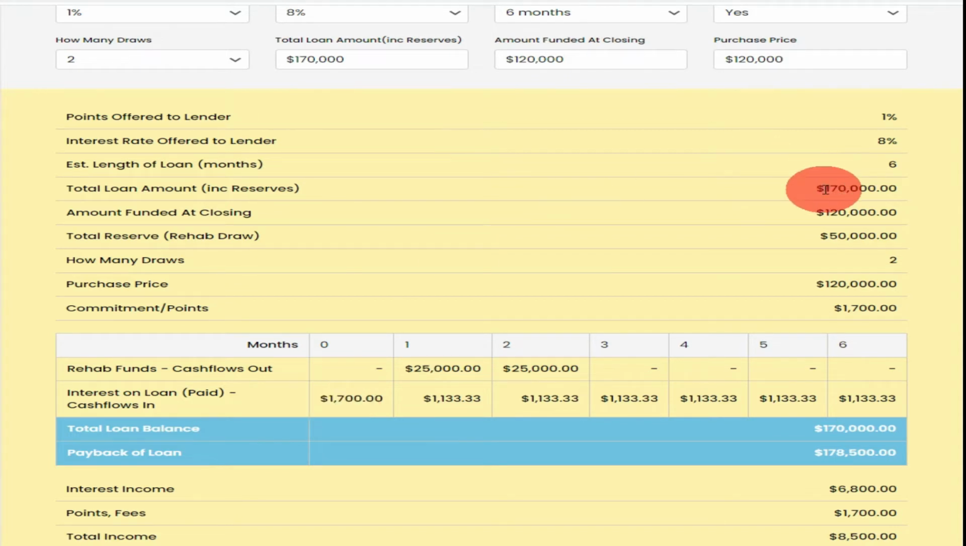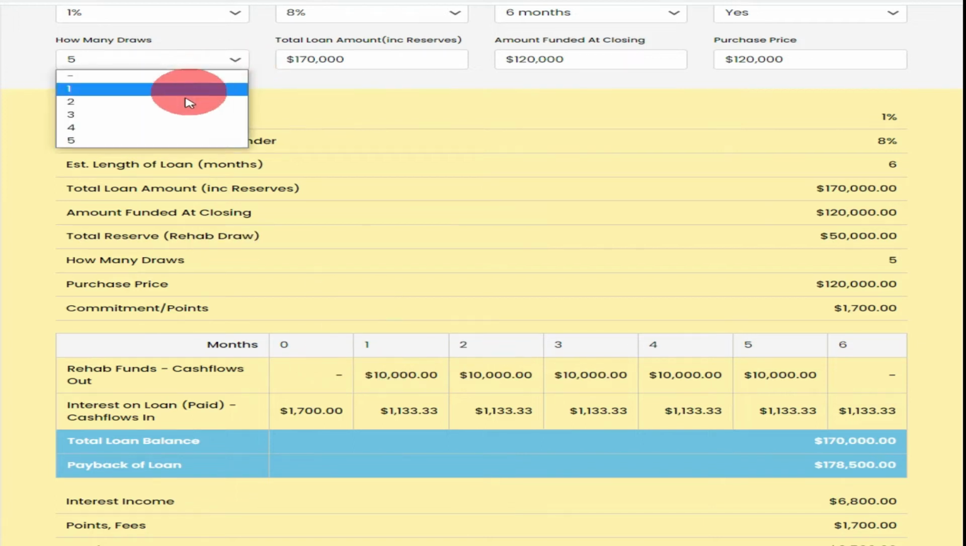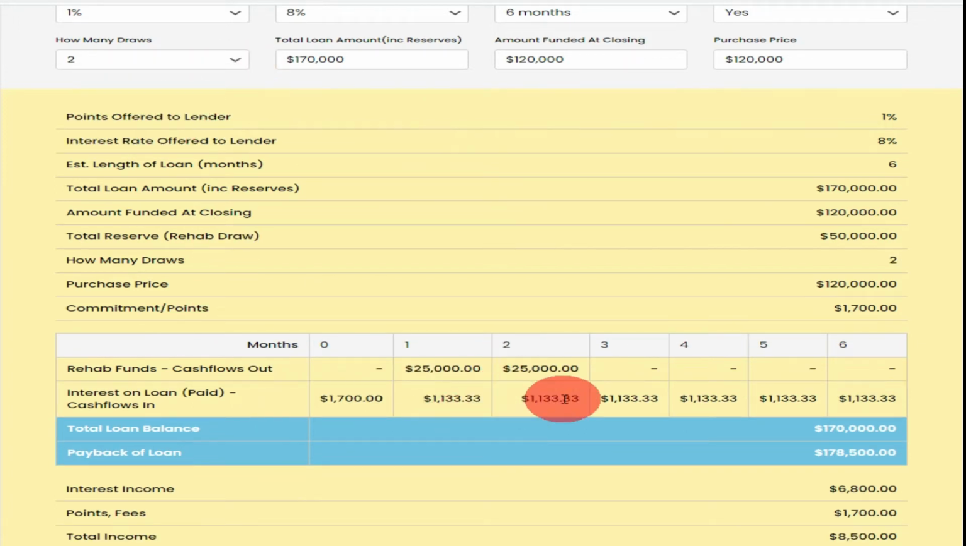If you take $170,000 with the 8% annual interest rate, interest only payments roughly comes out to $1,133 a month for 6 months, right? Don't forget, they held $50,000 for my renovations. That's 2 draws I'm getting at $25,000. I mean, we could break it down into 5 draws if you want, and you would just get $10,000 each draw. This is just calculated to make it even. So we just said I'm going to get 2 draws at $25,000.